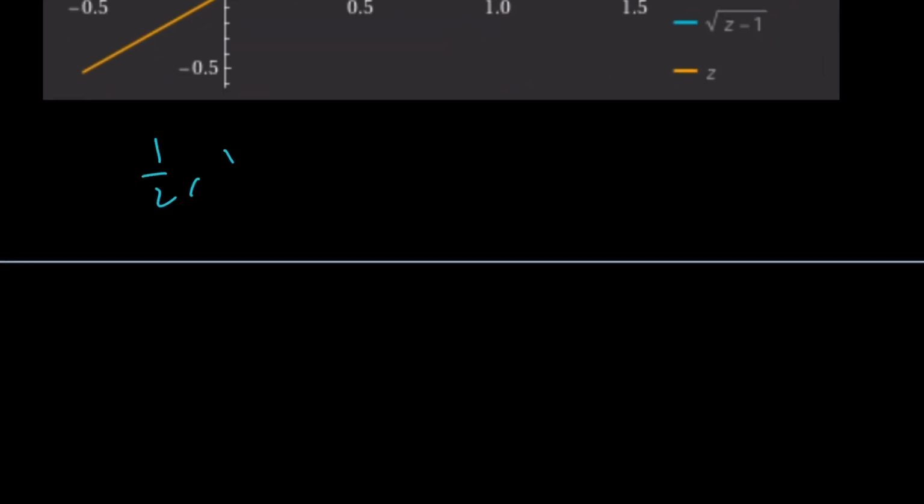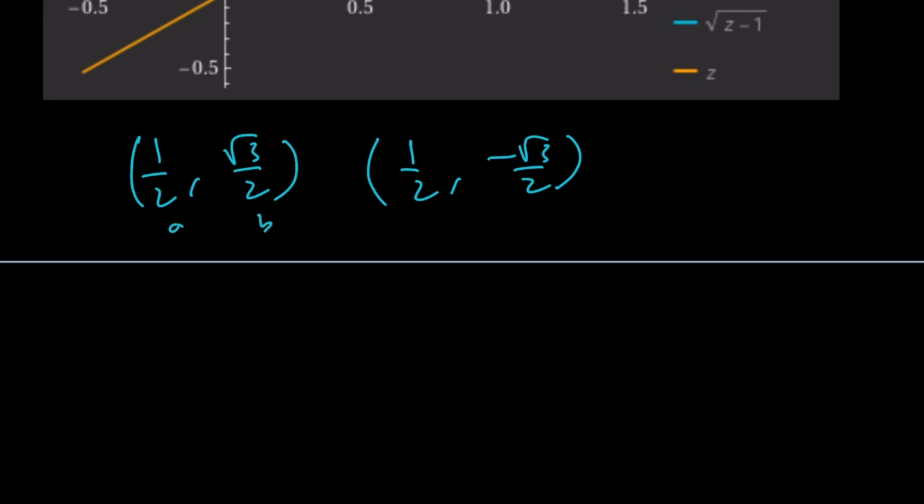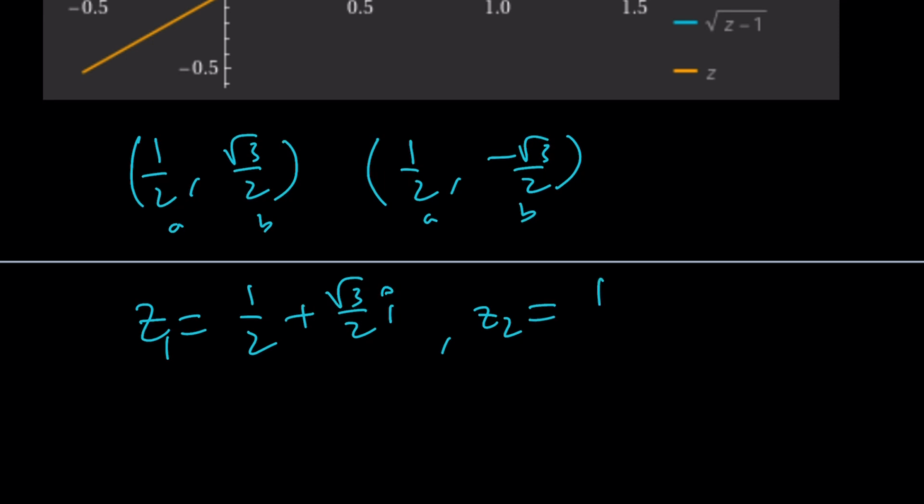So now that means we have two ordered pairs. It's going to look like this: 1/2 comma root 3 over 2, kind of like an a comma b, and 1/2 comma negative root 3 over 2. And of course, these are going to give you the z values, because this is a, this is b. And z is equal to a plus bi, or a plus ib. But a plus bi is better because it's the name of this channel. As you know, 1/2 minus root 3 over 2 i.